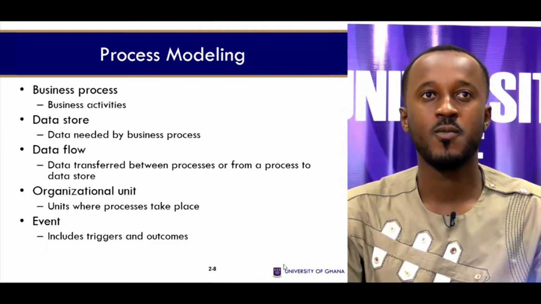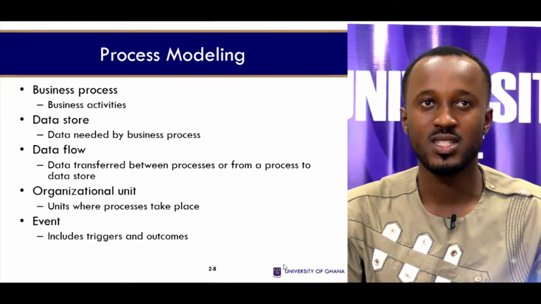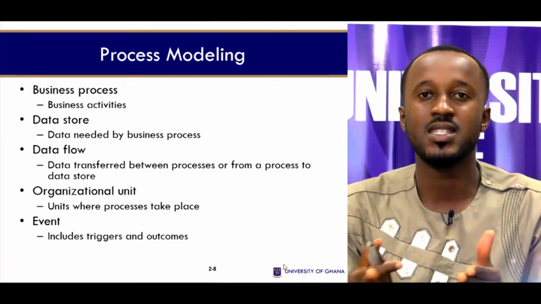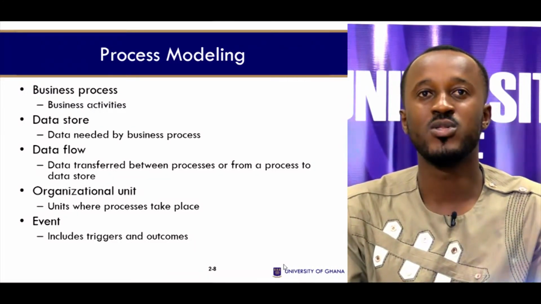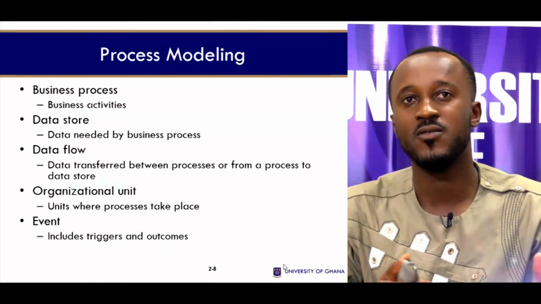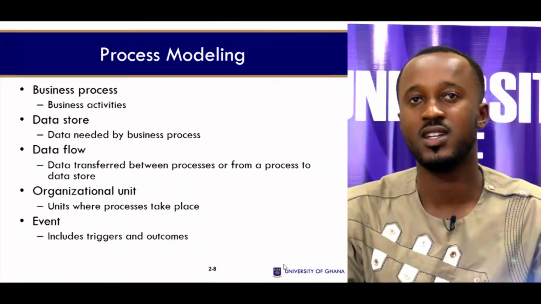Then we look at organizational units, which are the units where the processes take place. Then we'll see something called events, which includes triggers and outcomes: what triggers an event and the outcome of that trigger.